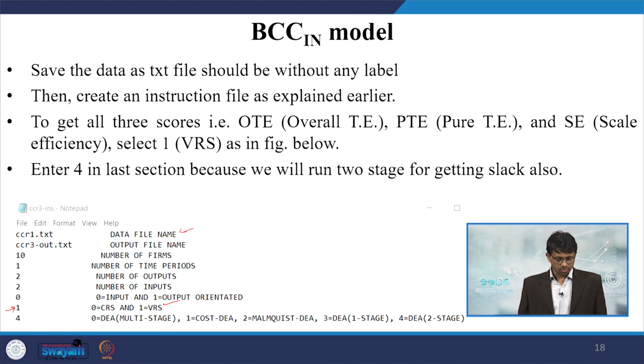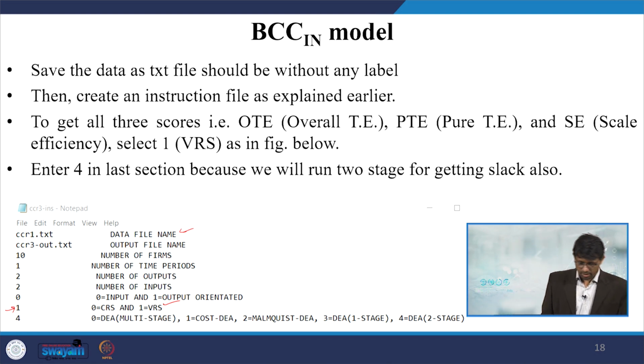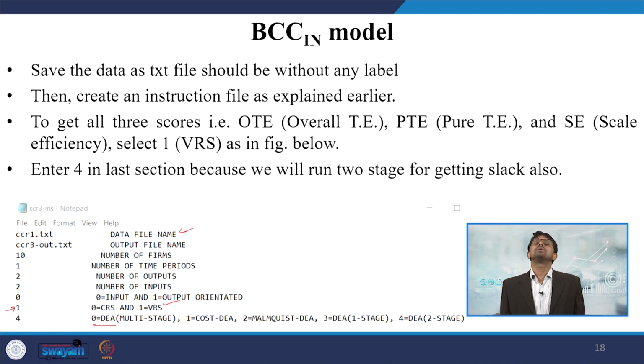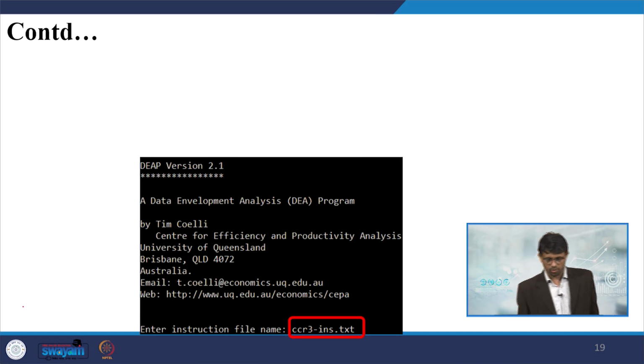Okay. So, another interesting aspect is that we used to get 0 value for the multi-stage simple DEA result, but in this case, since we are using the VRS model, we need a 2-stage explanation. Hence, we have taken 4 as the code and the rest are the same, and accordingly you can follow. Okay.